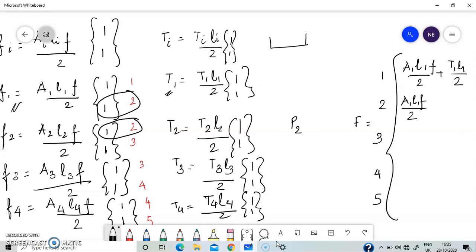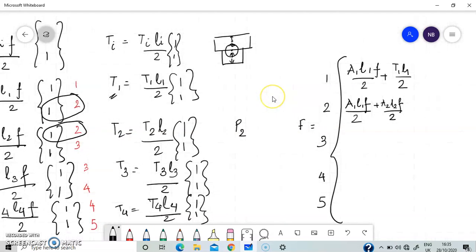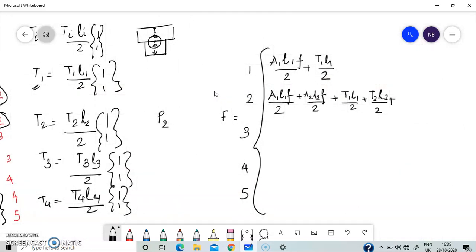Okay, so we have the element like this, right? So there will be half here, half here. At node 2 again there will be half here and half here. So there are 2 contributions towards node 2. So plus A2 L2 F upon 2. Similarly here again there will be T1 L1 by 2 plus T2 L2 by 2. In addition to this, at node 2 we have a force P2.